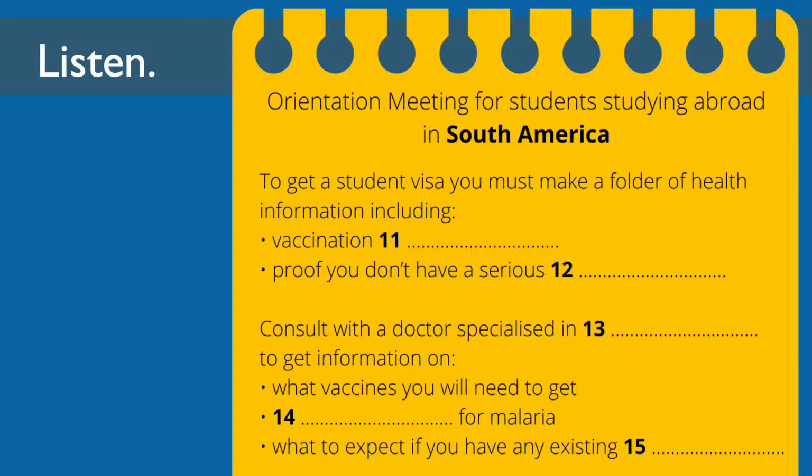The health centre can give you details about appointment times, but be sure to book your appointment early because the specialist is only at the health centre at certain times. To have the most benefit, you should have your meeting at least 4 to 6 weeks before your trip to allow time for your vaccines to take effect.